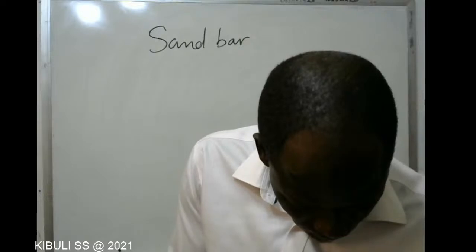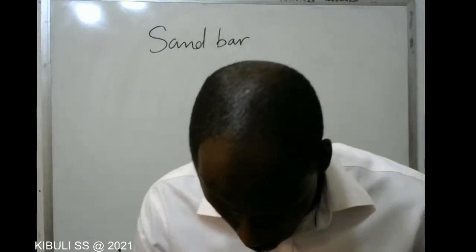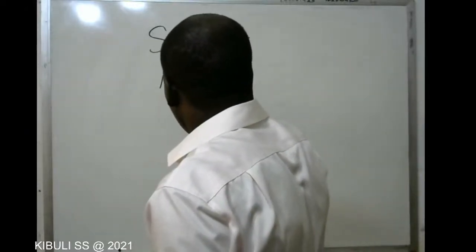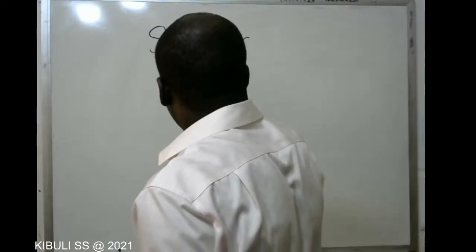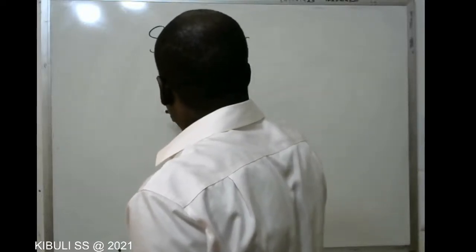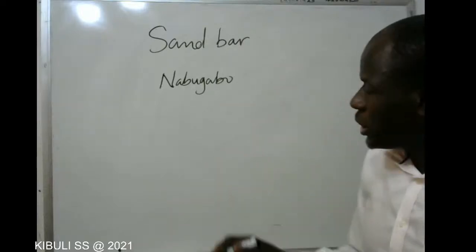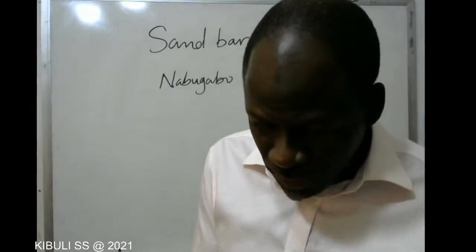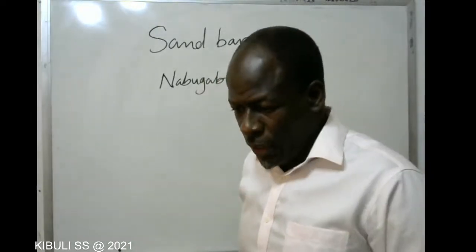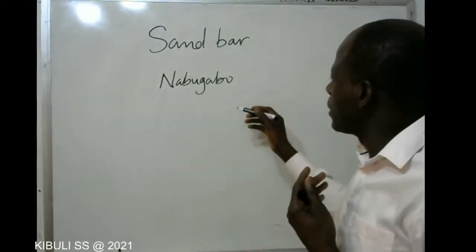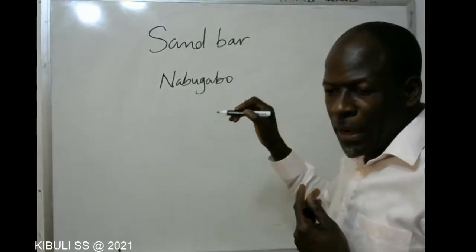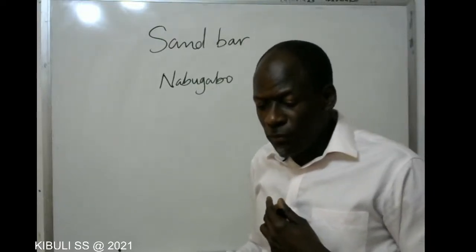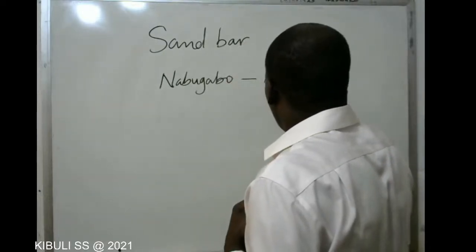The example that we have here is one at Nabugabo on the shores of Lake Victoria. Nabugabo is in Masaka on the shores of Lake Victoria. We have an accumulation of sand before the shoreline, and because of this sandbar there, part of Lake Victoria was cut off from the main lake, and that one forms what we call a lagoon.